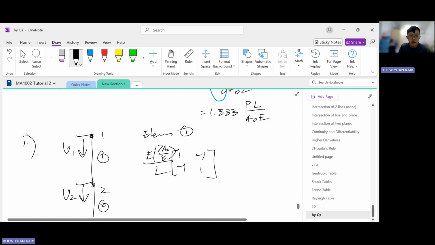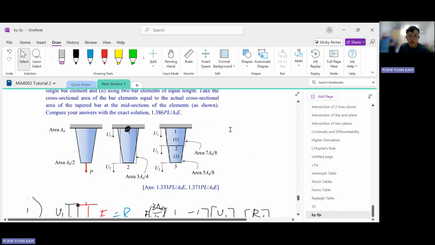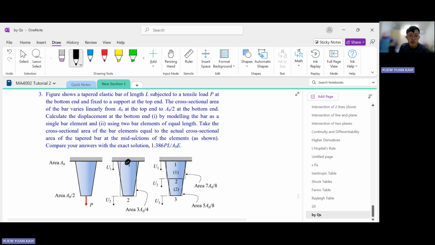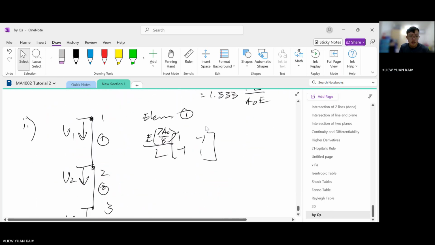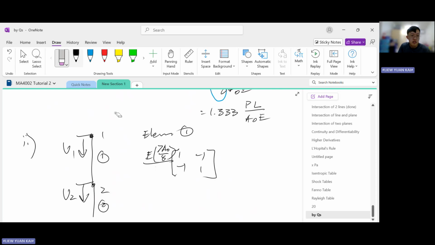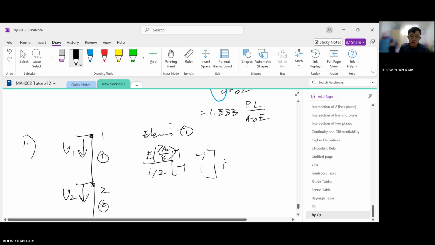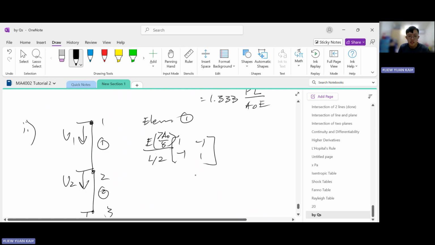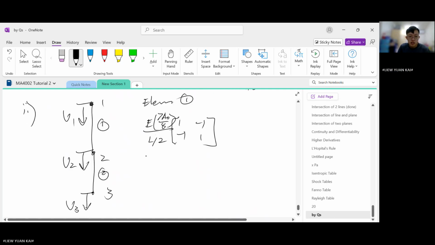Divided by the length. In fact, the length is half of it, right? Yeah, of equal length. So it's just L divided by 2. So actually, this shouldn't be L, this should be L divided by 2. Yeah. So, okay, we don't need to write this side. It's not important for now. What's important is only the stiffness matrix.